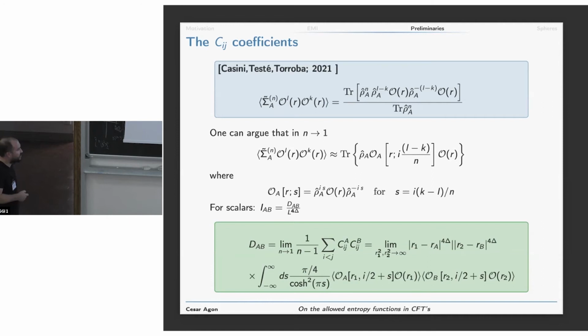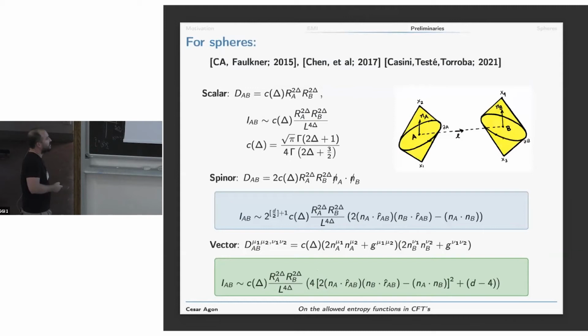And these people did it for spheres and they reproduced previous results like the one I mentioned at the beginning. This mutual information is under the assumption that the lowest scaling dimension operator is a scalar. And then you can find this coefficient that I mentioned before, this is work from 2015.